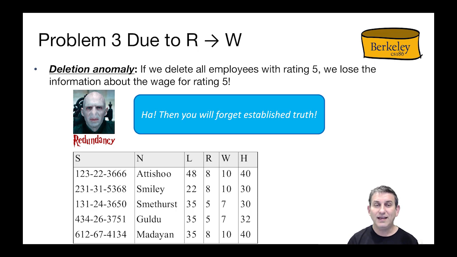And then finally, and this may be the most insidious of the anomalies, is what's called a deletion anomaly. If we delete both Smethurst and Guldu, all employees with rating 5, then we lose the information that rating 5 people should have wage 7. So in that case, we actually forget the established truth simply by removing examples of that established truth from the database. That's called a deletion anomaly. So all of these anomalies are evil.